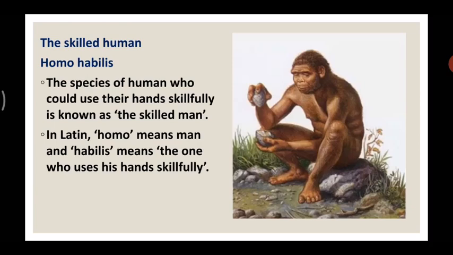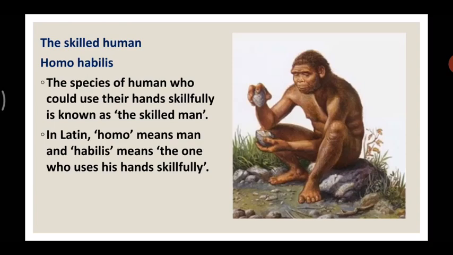Similarly, the species of human beings were capable of using what? Of using their hands very carefully. They were the first, that is the Homo habilis, to make tools out of stones. That is why they are known as skilled humans.